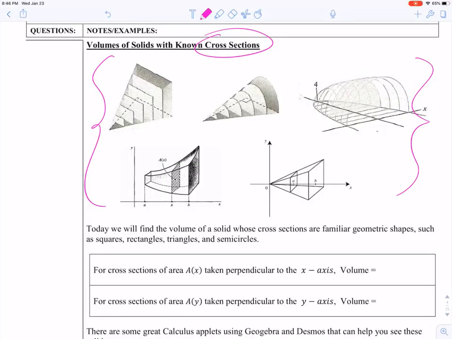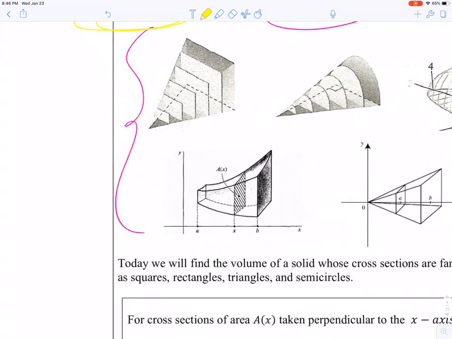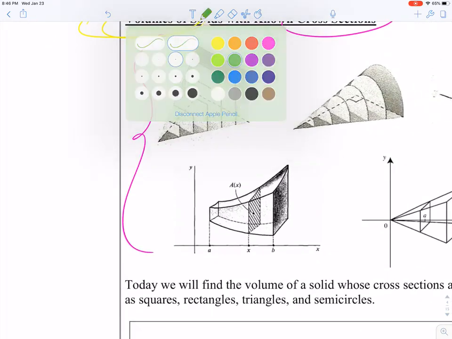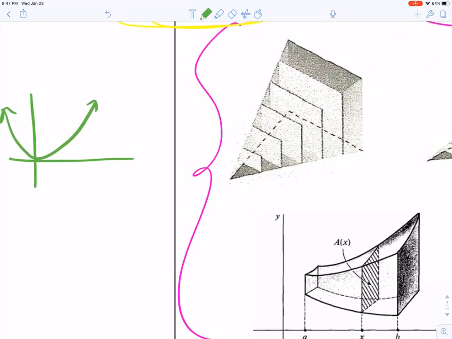Okay, so we're going to talk about volumes by cross sections. First thing that I want you to realize is we're talking about something that has volume, so no longer an area. Last class we talked about an area. So essentially what we're going to be doing is we're going to take some shape, let's say like a quadratic function, okay?